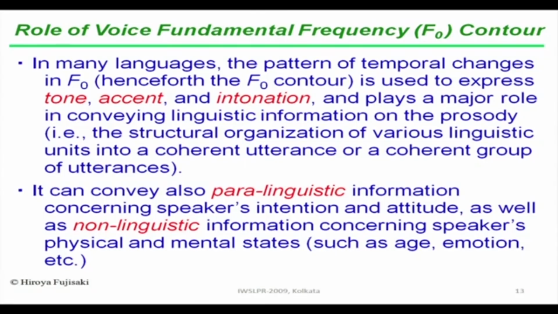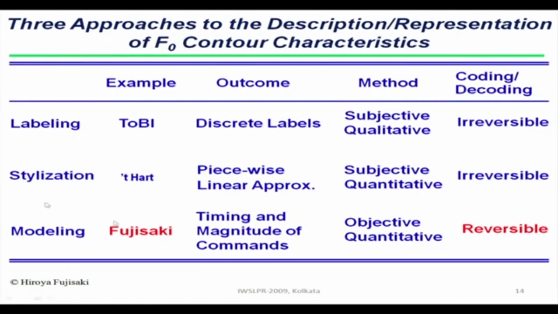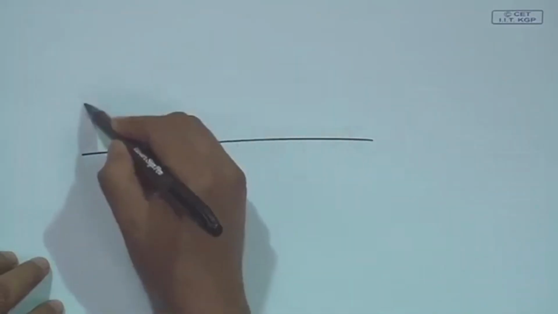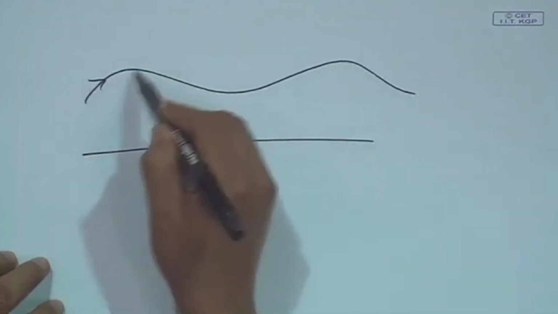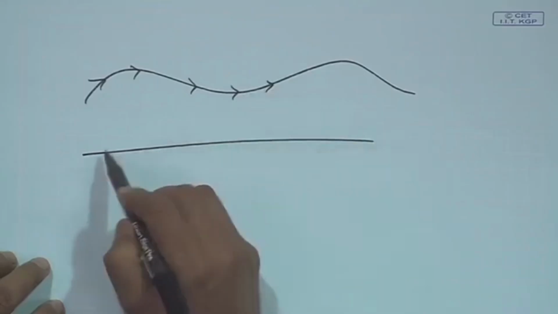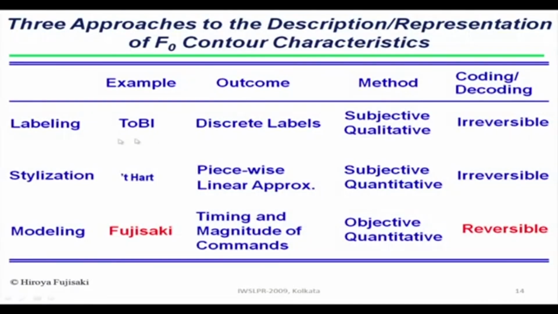Attitude, emotion, and speaking style can all be found in F0 modeling. So, there is a lot of F0 modeling, and these slides are taken from the Fujisaki F0 modeling. That is why copyright Fujisaki is given. So, there are three approaches of description and representation of F0 contour. What I said in the beginning is that an utterance has an F0 movement. This movement of the F0 can be modeled by three things: one is called labeling, which is ToBI, then stylization, and modeling.